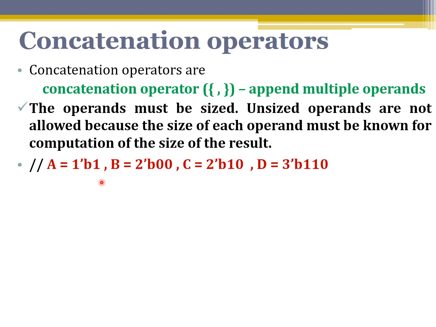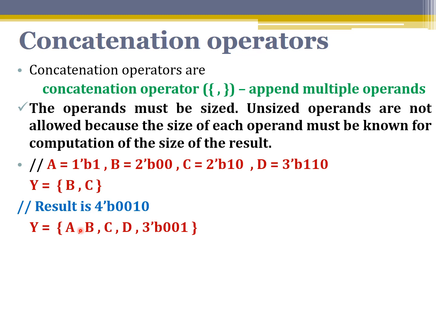Let's take an example. This is very simple. We have A as 1-bit binary 1, B is a 2-bit 0 0, C is a 2-bit 1 0, and D is a 3-bit 1 1 0. Let's perform concatenation. The first statement is Y is equal to concatenation of B and C. We have B as 0 0, C as 1 0. Curly braces is concatenation. Concatenation means join. So when we join 0 0 and 1 0, we are going to get 0 0 1 0. So 2 bits plus 2 bits, total size is 4 bits.